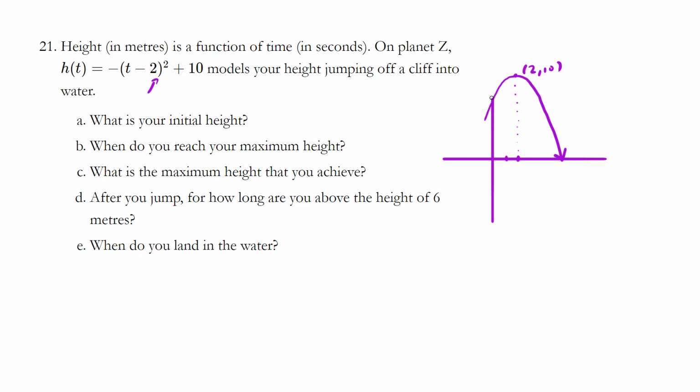What is your initial height? Your initial height is here, which means your starting point. It means that t is equal to 0. So let's substitute 0 into here, and we get that height when t happens to be 0 is negative 0 minus 2 squared plus 10. So negative 2 squared is 4, so we have minus 4. Minus 4 plus 10, which is 6. So the h-intercept or the y-intercept is 6. So the initial height is 6 meters.